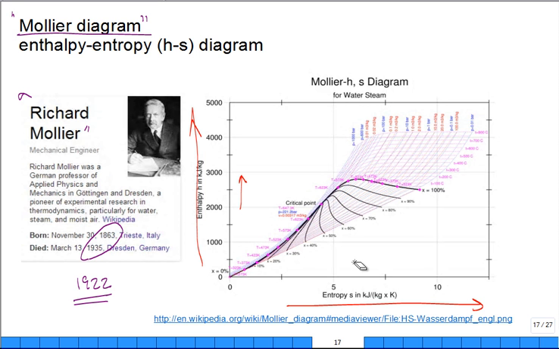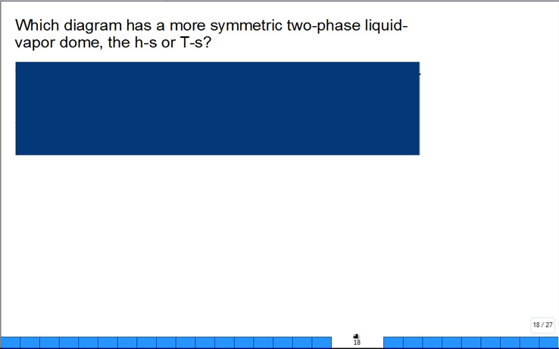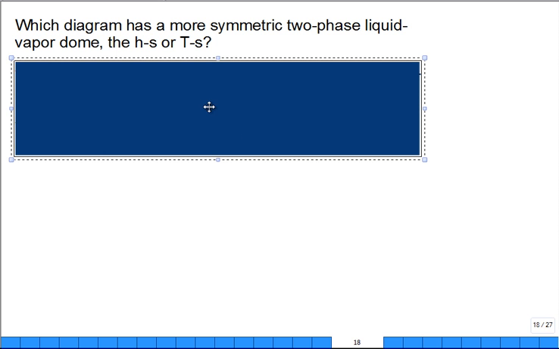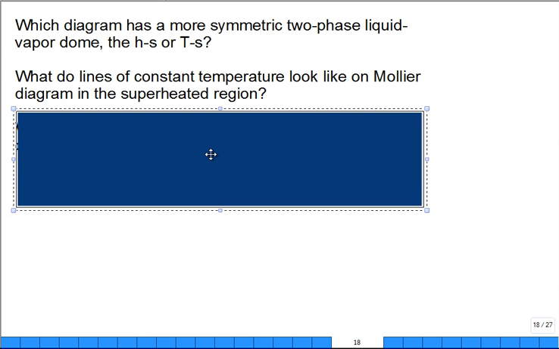Ready for some hard questions? Ready? Which diagram has a more symmetric two-phase liquid-vapor dome, the HS or the TS diagram? TS is much more symmetric. All right. What do lines of constant temperature look like on a Mollier diagram in the superheated region?